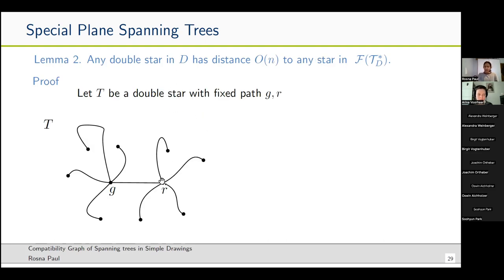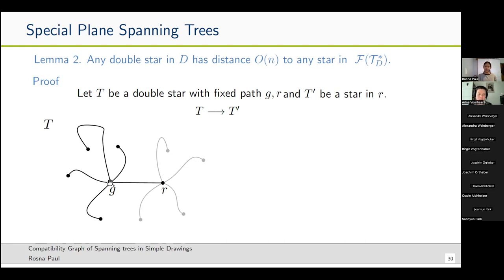You take a double star, and I want to transform a double star to some star. So my destination is a star in R. So here, this is a double star, and I want to get all the edges connected to this star of R. For that, I will, for the time being, forget these edges connected to R. And then what remains is a star. It's just a star in G.